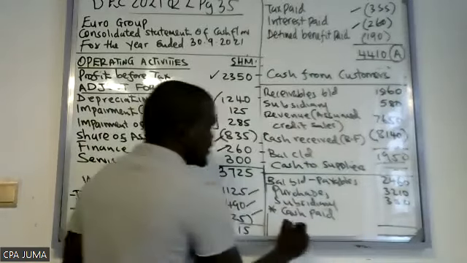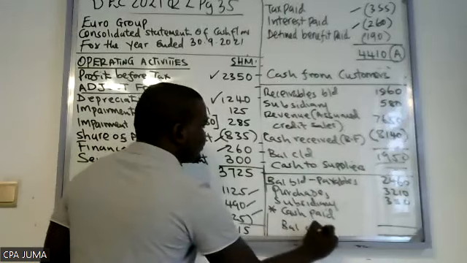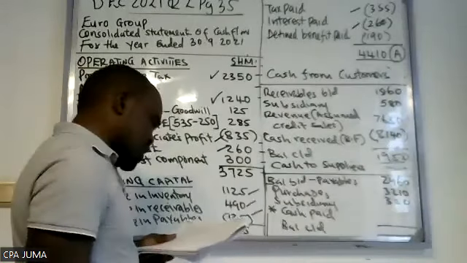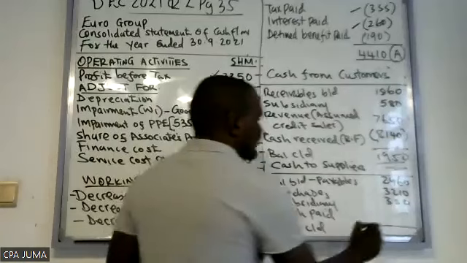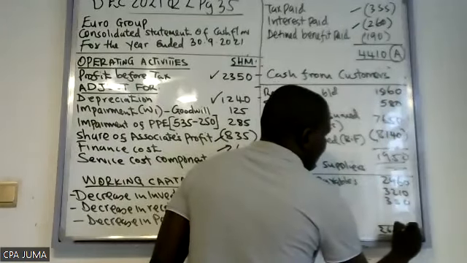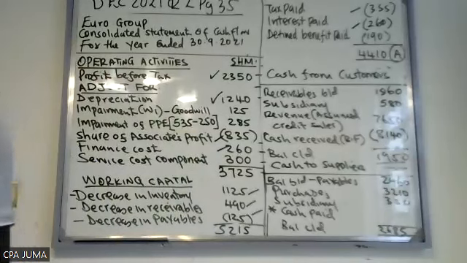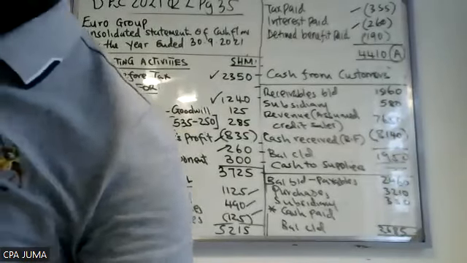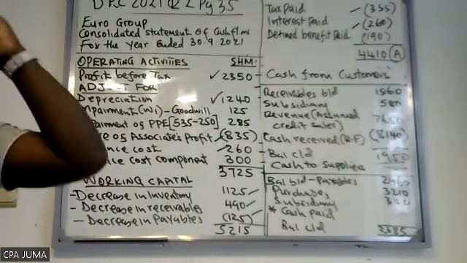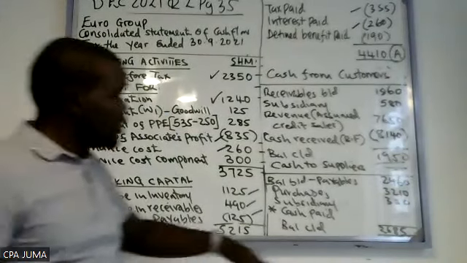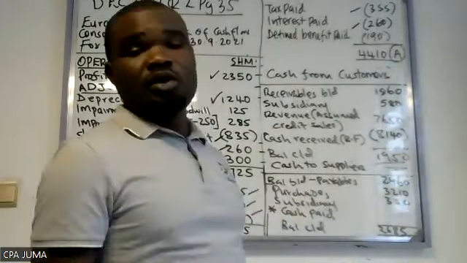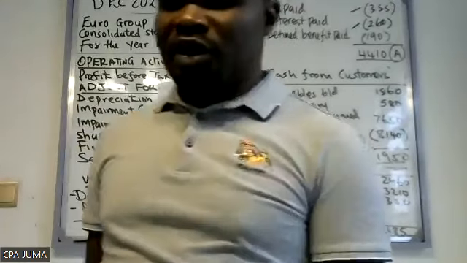So balance carried down 2685. Correct. So give me the balancing figure. Give me the balancing figure, Apo. That is the cash paid.